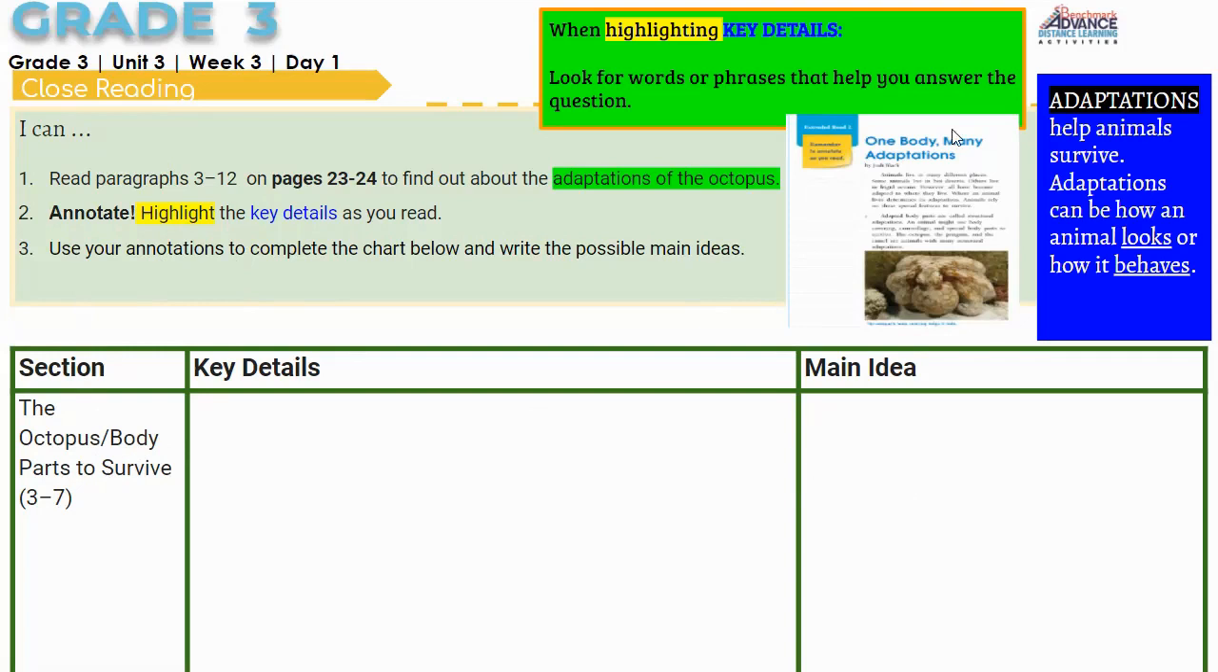Okay. And actually, before we go to the text, I want to remind you that adaptations are what help an animal survive. So adaptations can be how an animal looks or how it behaves. An adaptation can be a body part or a special behavior that an animal does in order to survive. Okay, so let's go ahead and go to page 23.